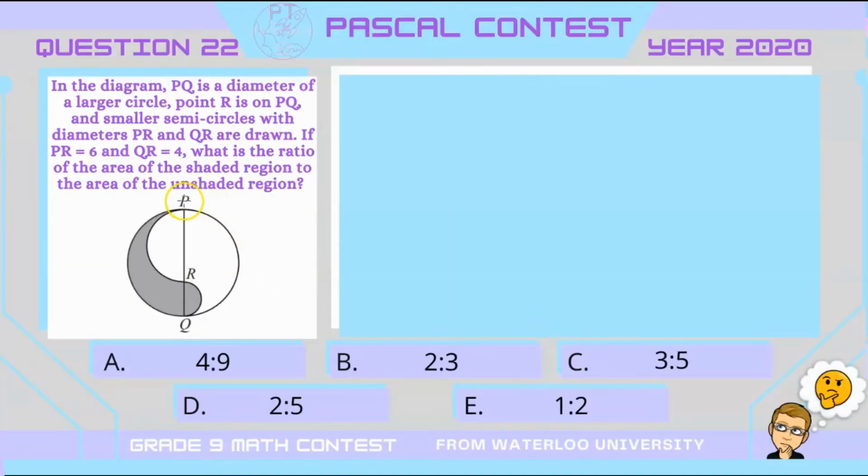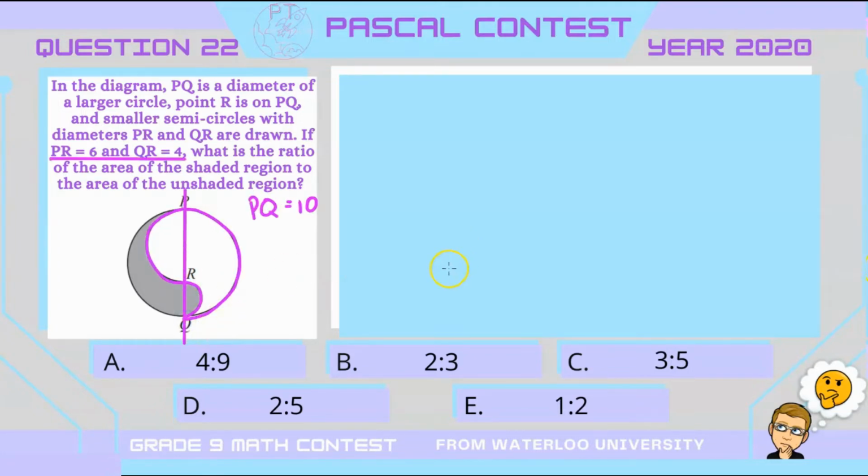Alright, so I'm going to split this large circle PQ right in half, because we're going to focus on the semicircles. Now we have two semicircles. We have this small one QR, which has a diameter of 4, and PR has a diameter of 6. That means PQ will have a diameter of 10. Now the three semicircles I want to focus on are this large one, PQ, and then we have this medium one, PR, and this small one, RQ.